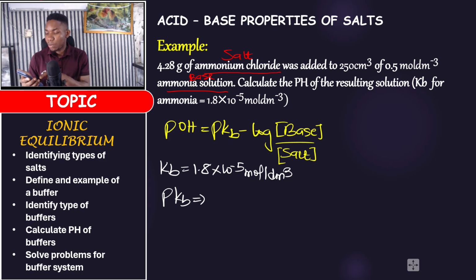because it's minus log 1.8 times 10 raised to the power of minus 5, which is 4.744, which is 4.74. All right, good. Now, the next thing is the concentration of the base and the concentration of the salt. Now, which of them is the base? Ammonia solution. 250 centimeter cube of 0.5 mole per dm cube of ammonia solution. So how do we calculate the concentration?